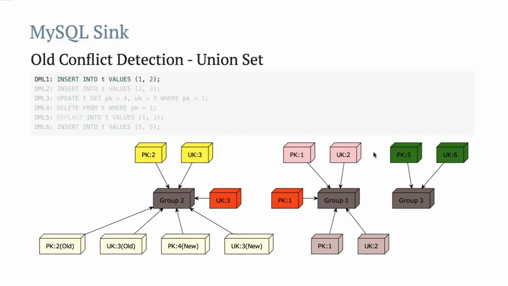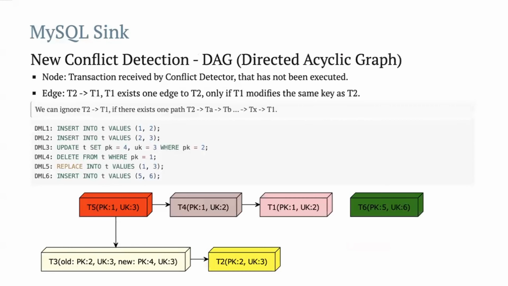It will stop the whole detection process before the previous events are written to the downstream. So we need to find a solution to solve this kind of stop-the-world problem. So we introduced a new conflict detection algorithm. We use a DAG to store the events.